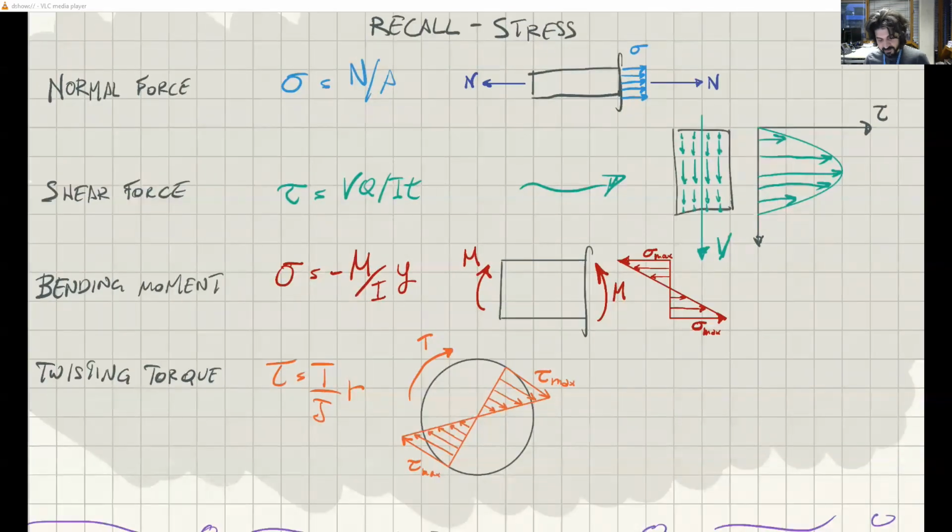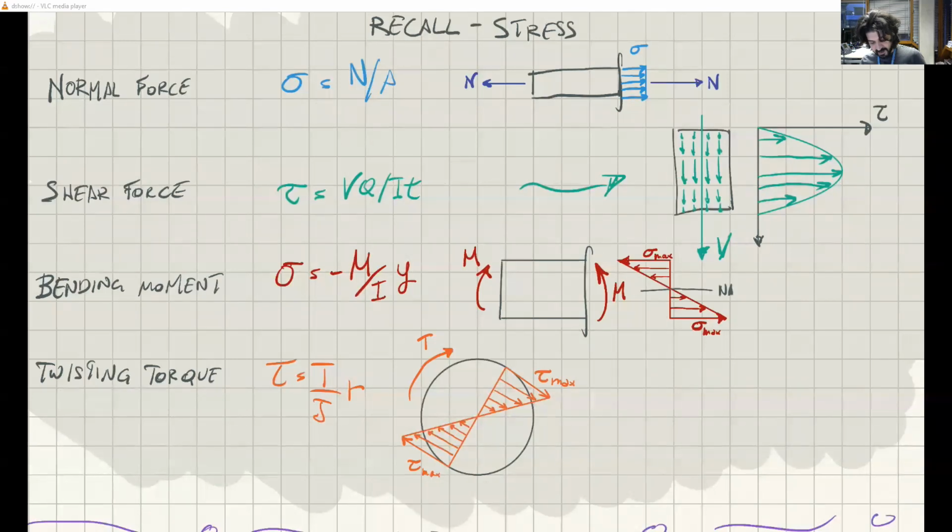For the bending moment, I said earlier that they are linearly distributed. This is the equation of a straight line. You can see here, this is y equals mx, where this is m. And so as you go further and further away from the neutral axis, which is of course at the centroid, the stress increases in a linear way.